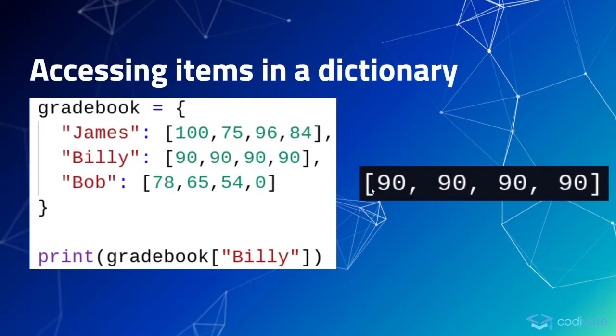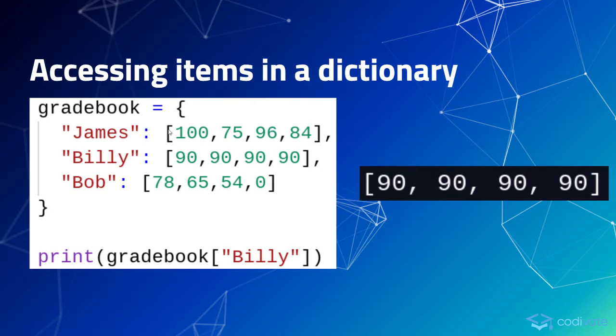Alright, now that we learned how to create dictionaries, let's learn how to access items inside of them. Let's say we have a dictionary here called Gradebook. It has student names as the keys and a list of grades as the values. Like I said, we can have any data type to be the keys or the values. Here we have strings as the keys, and the values are a list of ints.